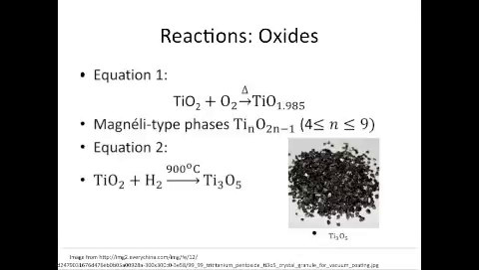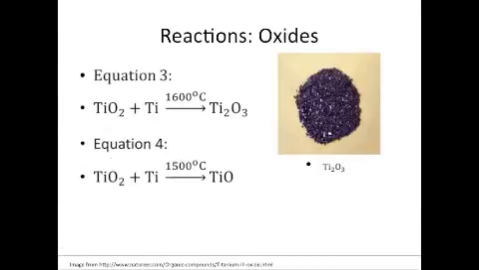In the second equation, the titanium dioxide has been reduced by hydrogen gas at 900 degrees Celsius to form a blue-black metal, trititanium pentoxide. Titanium(III) oxide forms by reacting titanium dioxide with titanium metal at 1600 degrees Celsius. This compound is resistant to reactions except with oxidizing acids like sulfuric acid, chromic acid, nitric acid, etc. This compound turns into a metal at 200 degrees Celsius. It is dark violet in color.